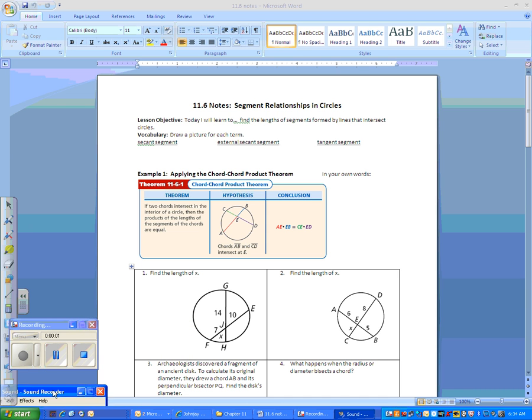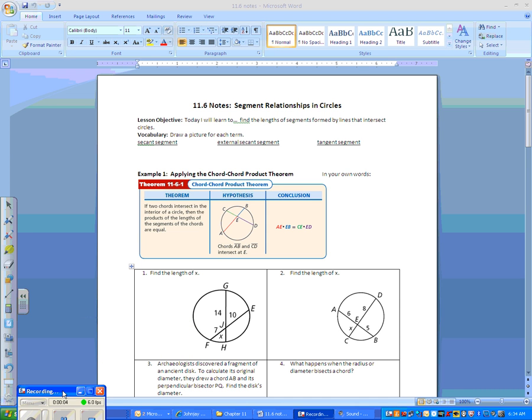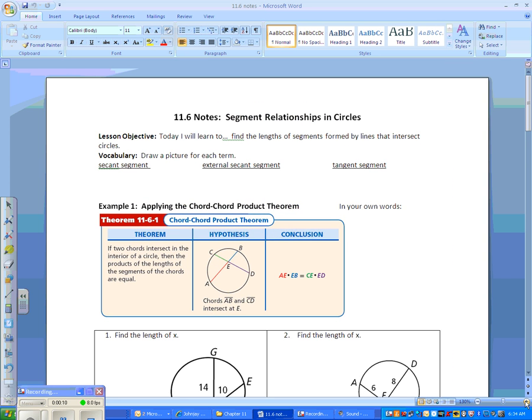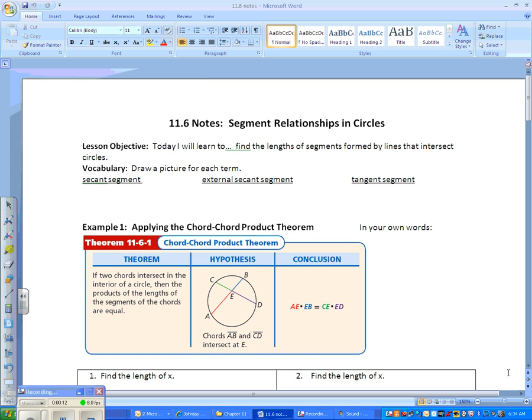Okay, 11:6. We're almost done with chapter 11. We're still talking about circles, and today we're going to be talking about segment relationships in circles. So segments, remember, are parts of lines. So we're not going to be talking about degrees. Our answer is not going to be in degrees. We're going to have actual segment length today. So you're going to learn to find lengths of segments formed by different types of lines.